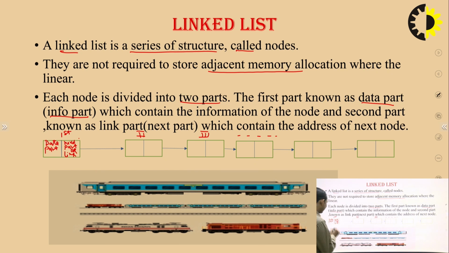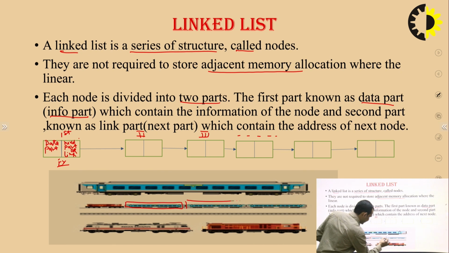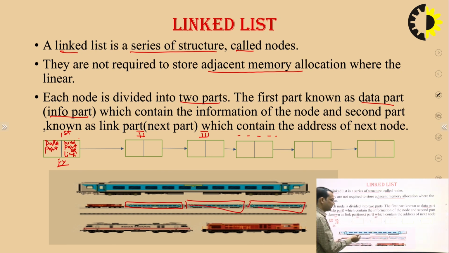Here we can take an example, just like a train. A train consists of coaches. So I can define this as the first node, this as the second node, this as the third node, where each node is connected to the other. So a train is just like a collection of nodes, or a collection of coaches which are connected to each other.